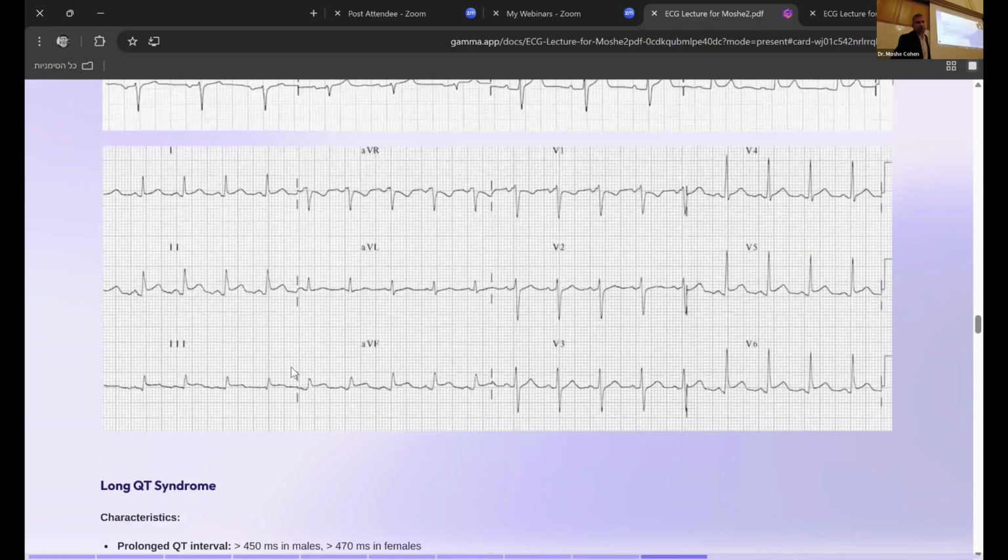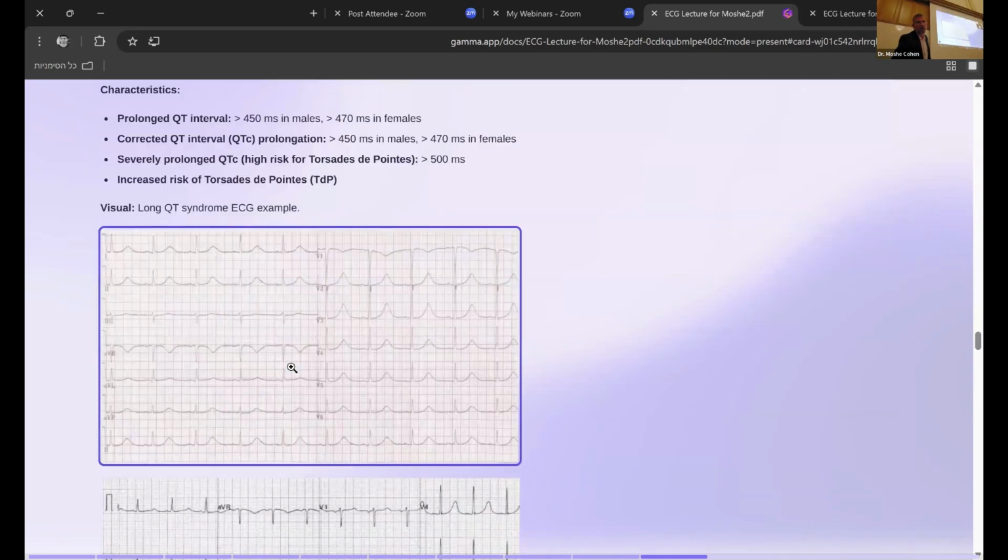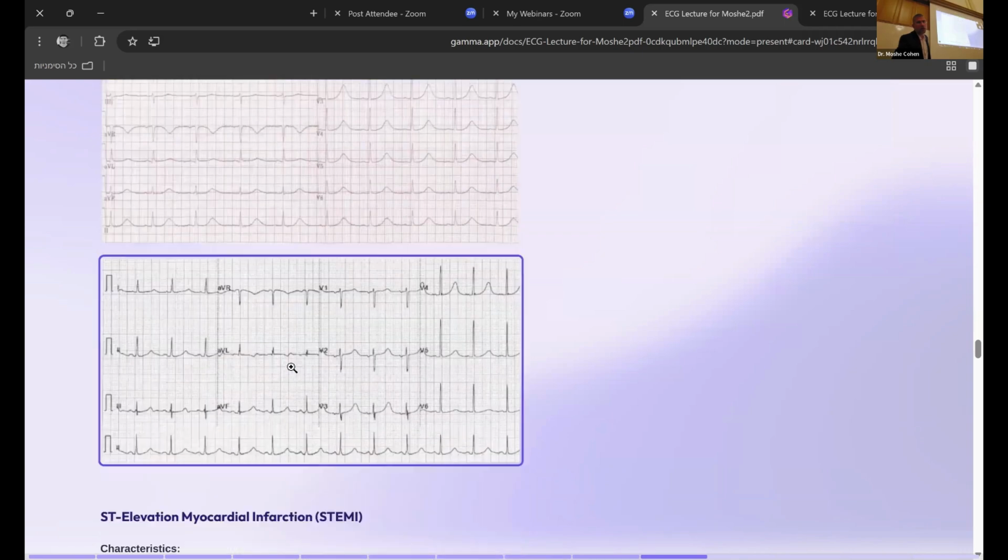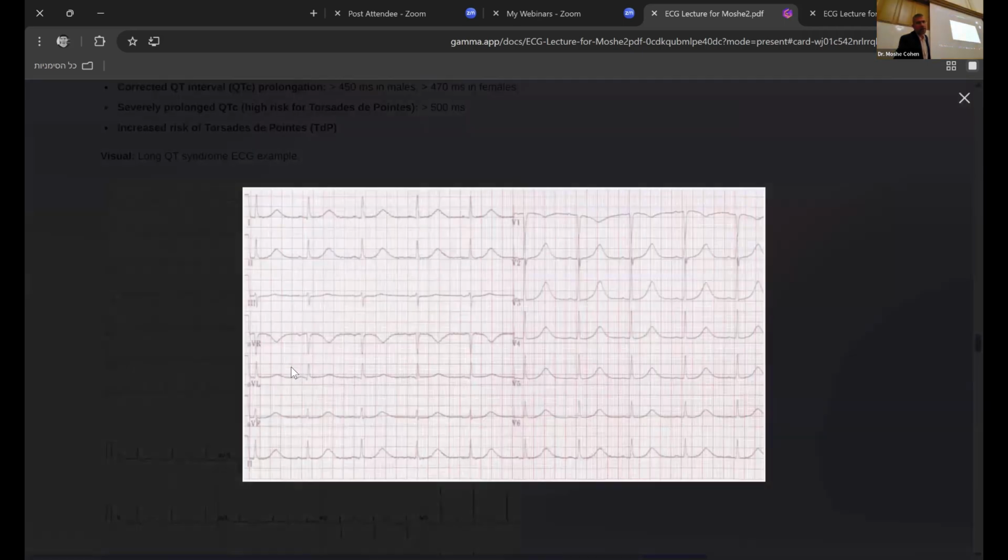Here you see an example of a long QT. Remember, I told you that long QT can be very, very dangerous. So look, from Q to T, you see 1, 2, 3 squares. That's 0.6 seconds. Long QT syndrome.